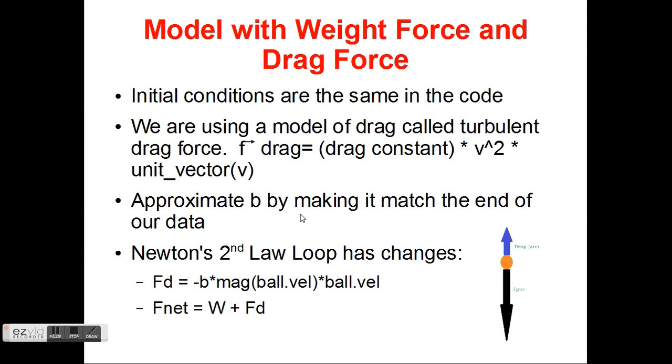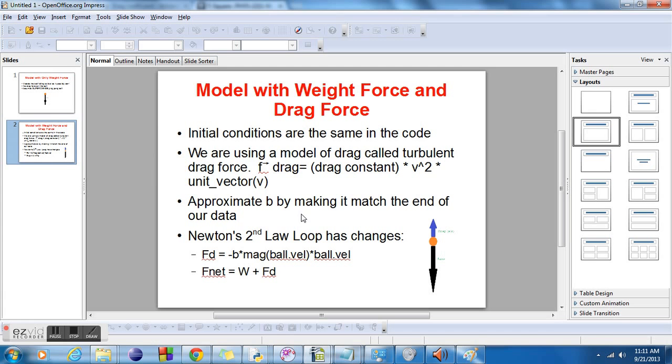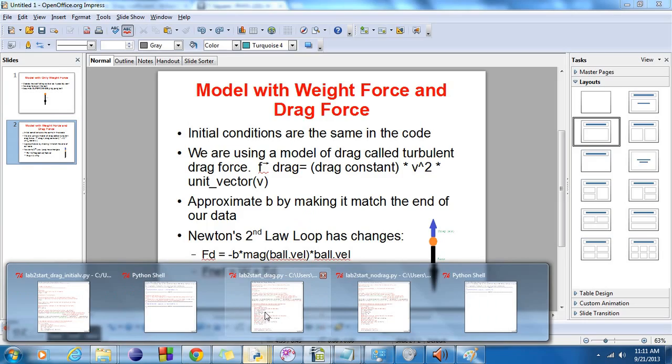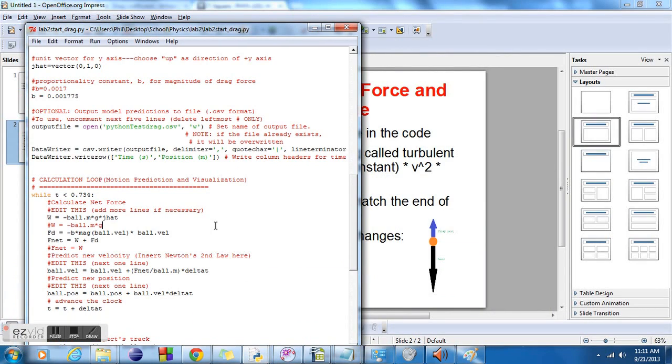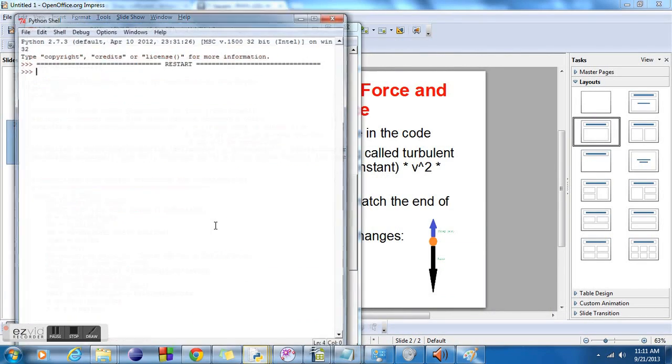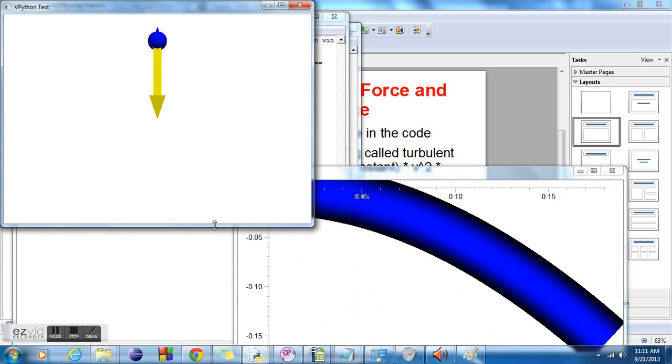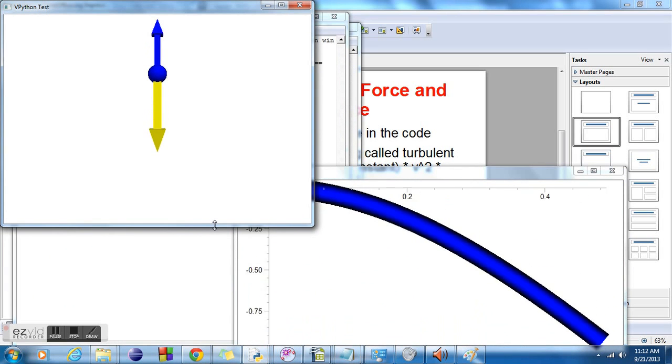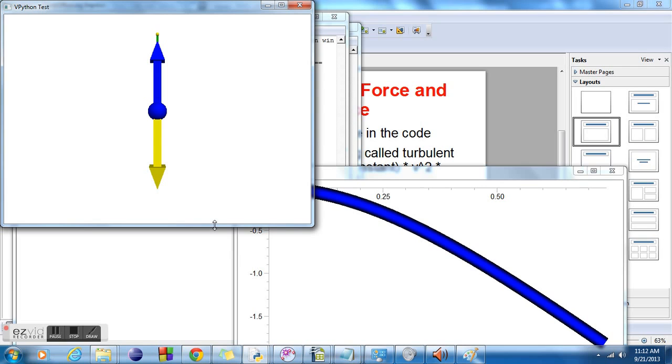By matching the b to the end of our data, we at least know that b is close to the value that the actual experiment had along the ball's travel. It's a decent approximation. Note when we run the code that we've added a blue arrow to represent drag force. It has the same arrow scale as gravity. Note how drag force increases over time as the ball travels.